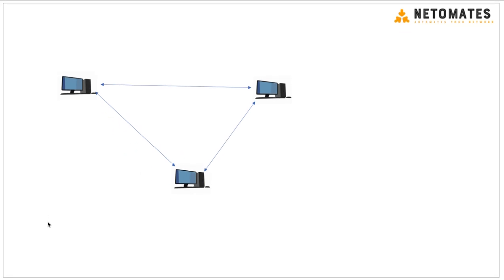So in the previous class, we were able to connect two PCs in the same network. Now in this class, let's try to connect three PCs. So let's say this is PC1, this is PC2, this is PC3. Let's say we want to put all these PCs in the same network.